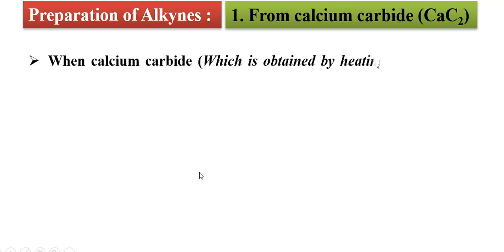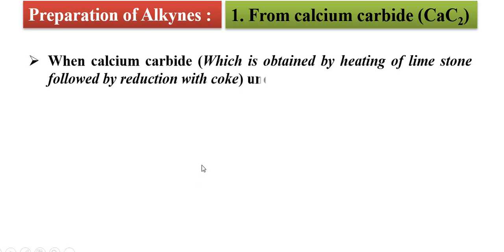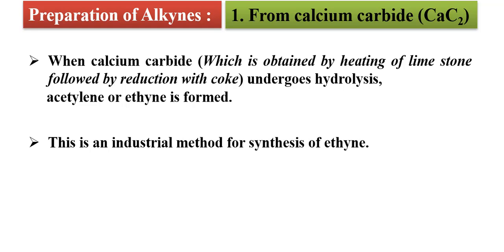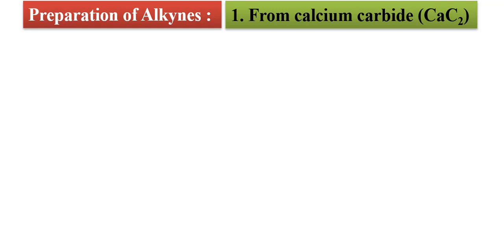Preparation of alkynes. Preparation of alkynes from calcium carbide. When calcium carbide, which is obtained by heating of limestone followed by reduction with coke, undergoes hydrolysis, acetylene or ethyne is formed. This is an industrial method for synthesis of ethyne.